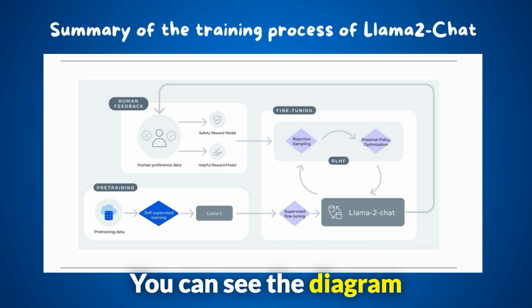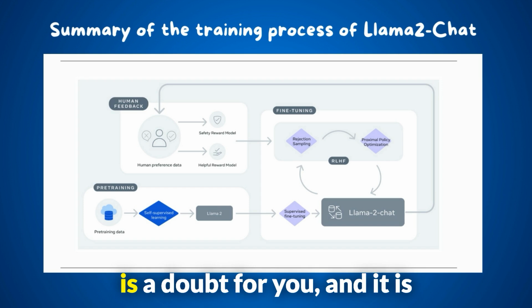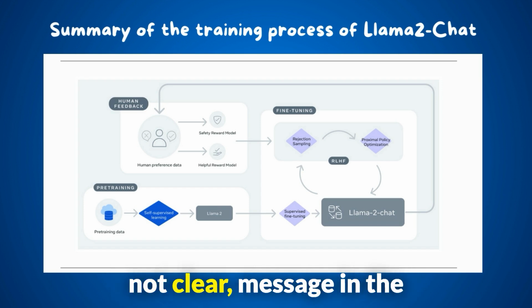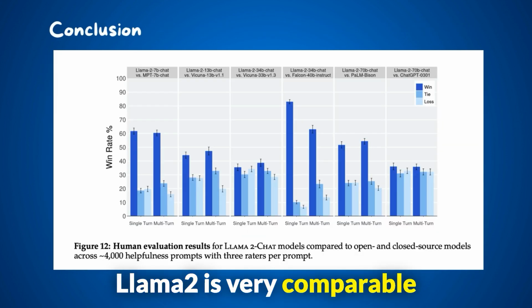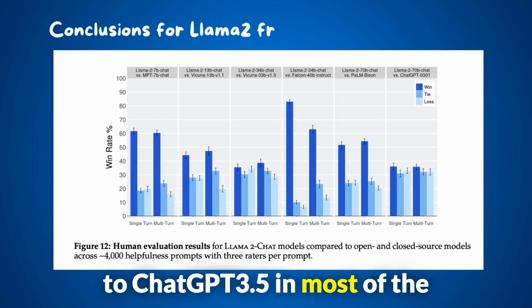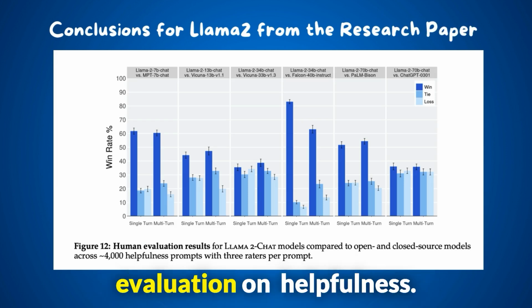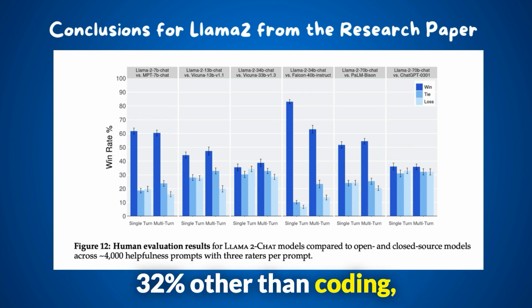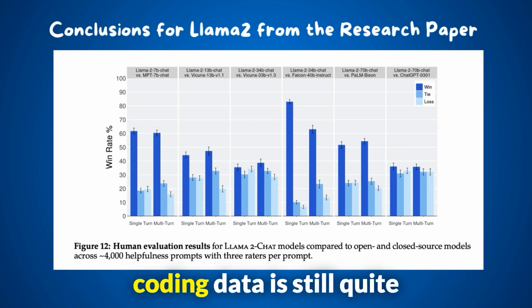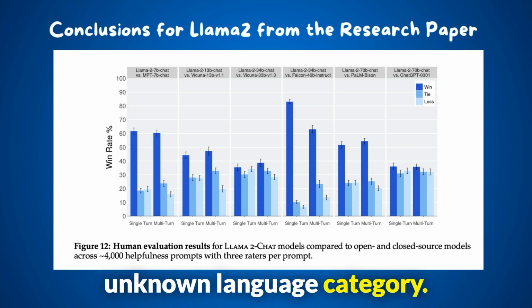You can see the diagram here, with the different components. If there is something which is a doubt for you and it is not clear, message in the comments. I will address it. Llama 2 is very comparable to ChatGPT 3.5 in most of the benchmarks. Particularly, it beats ChatGPT in human evaluation on helpfulness: win 36%, tie 32%, loss 32%, other than coding. Looking at the data mix, coding data is still quite small, classified under the unknown language category.